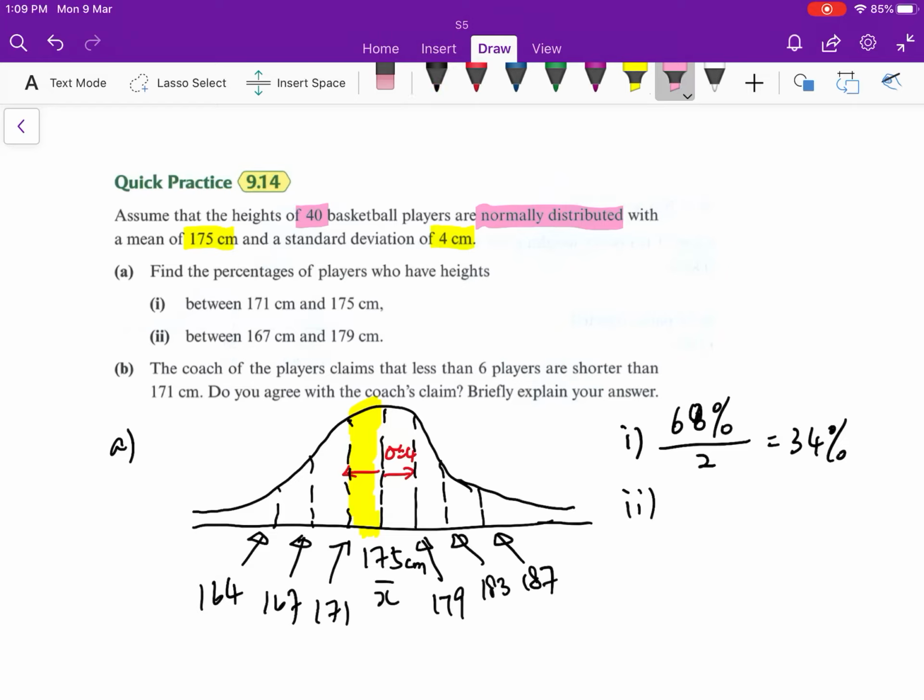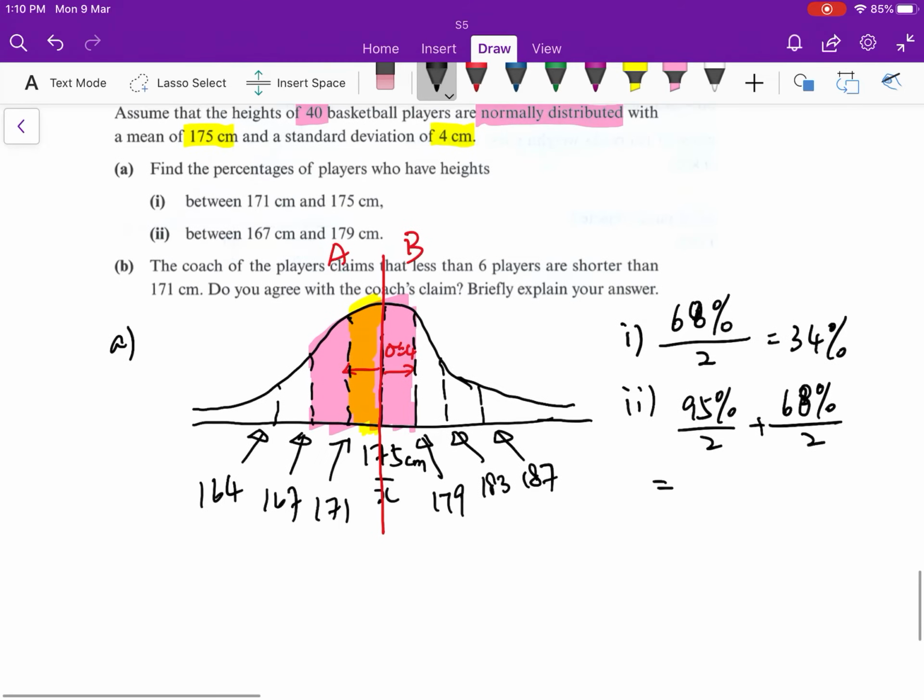So let's look at the second one, between 167 and 179, okay. Now let's try to highlight it. 167 here and then until 179, okay. So this is your region. Can you see that? So if this is the half, you can see that we divide it into 2 parts. A part is the left hand side, the second, 2 standard deviations, right? 2 standard deviations is 95 divided by 2. Then B part is 1 standard deviation only. Okay, after you add all of them, the final answer will come, okay. So you can try to do it by yourself. Now B part.